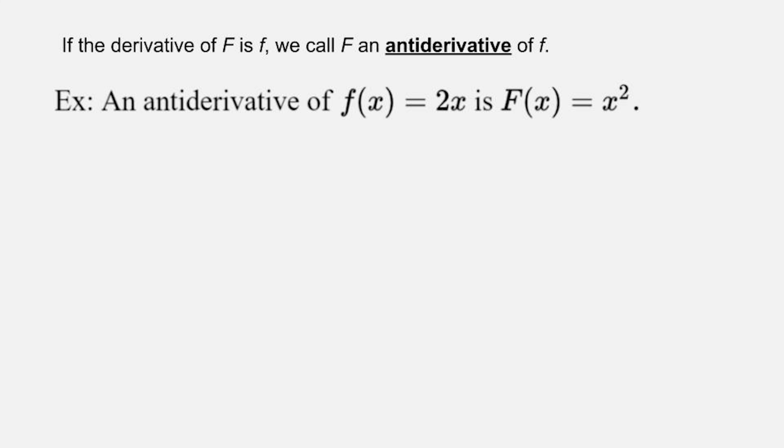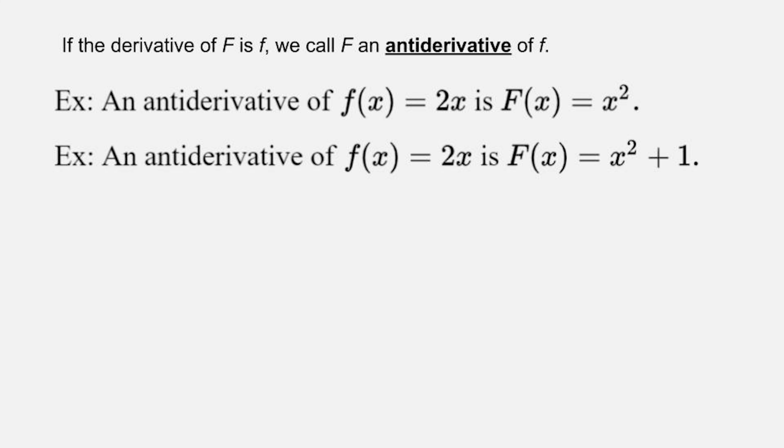And I want to remind us of one of the examples we did from the definite integral videos, which was that an antiderivative of 2x is x squared, because the derivative of x squared is 2x. But that wasn't the only answer to an antiderivative of 2x. We could have also had the antiderivative be x squared plus 1, because the derivative of x squared plus 1 is also 2x. And these are both valid antiderivatives, and you can imagine that adding any constant to the end of x squared would also be an antiderivative.